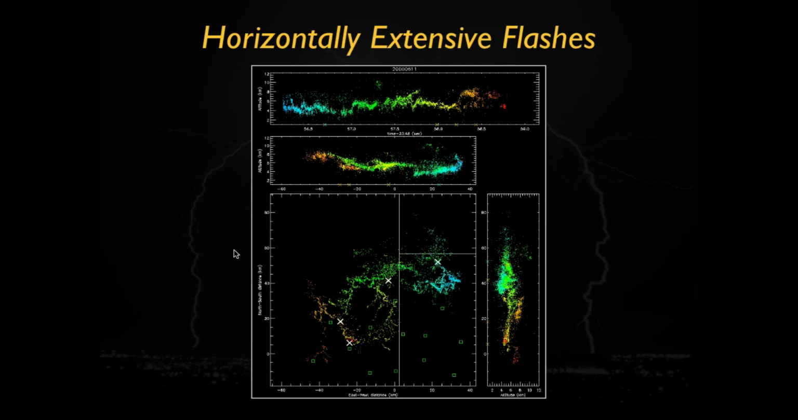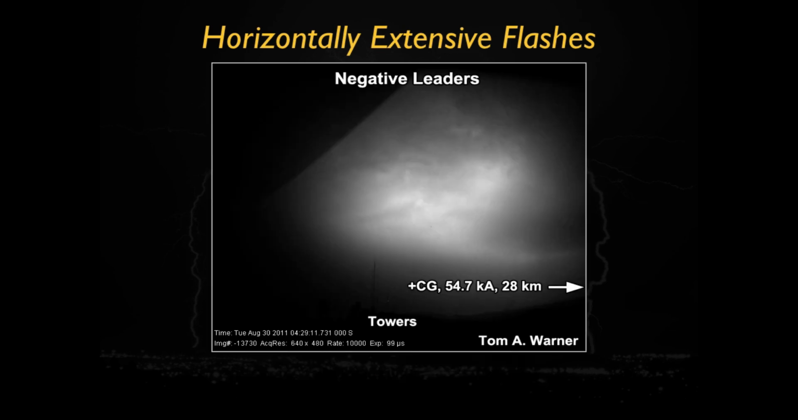What we believe is going on is exactly what the animation shows: you get your first return stroke, negative leader development, these negative leaders become cut off, and positive leaders develop on the negative ends. One of the positive leaders goes to ground, causing another positive CG return stroke, which then results in more negative leader development, and this continues on. And we've actually been able to capture that with high-speed cameras.